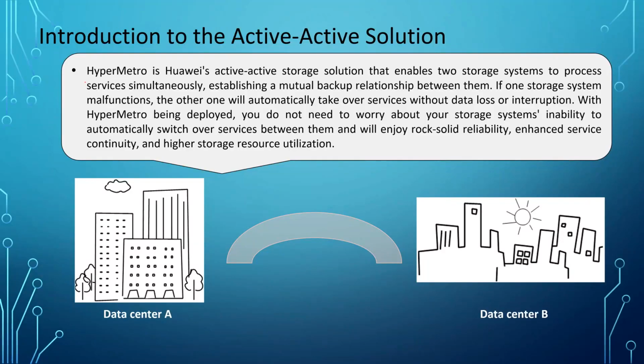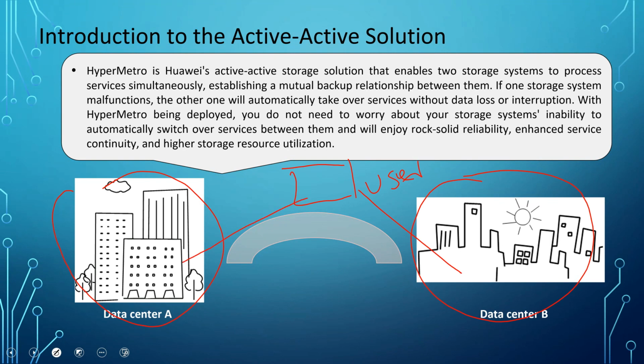So first, this is just an introduction. Everyone knows what an active-active solution is, but let me rephrase it. For example, you have a data center A and data center B, and you want to use both data centers as active-active data centers. So for example, we have a user here. This user can access this data center as well as this data center at a time. So there will be no downtime for the user.